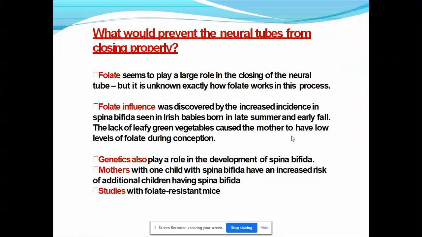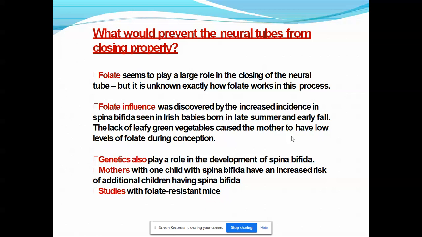So what would prevent the neural tube from closing properly? Folate and iron. Iron tablets are prescribed to ladies who are pregnant, starting from the early weeks and before, when they are planning for the pregnancy. At that time only, folate tablets and iron content should be given.